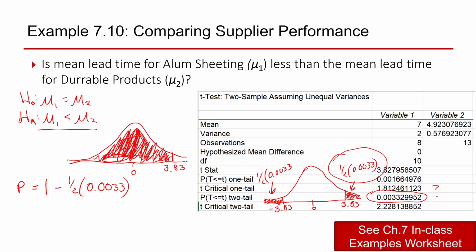That tail area, I think, goes in the direction of your test statistic, not of your alternative hypothesis. And it's important that we keep track that it's supposed to go in the direction of our alternative hypothesis. Okay, so that's that example.